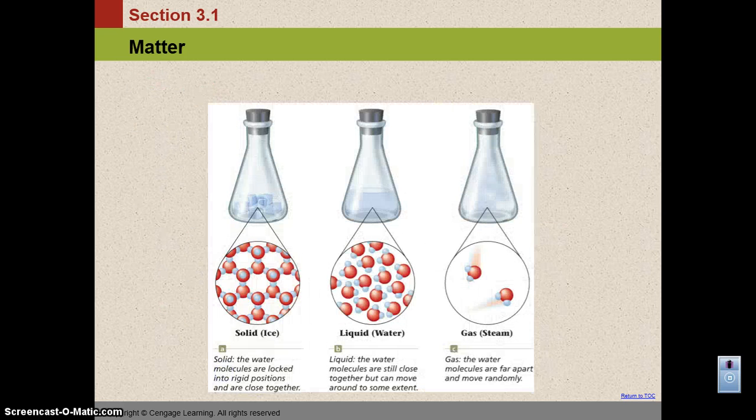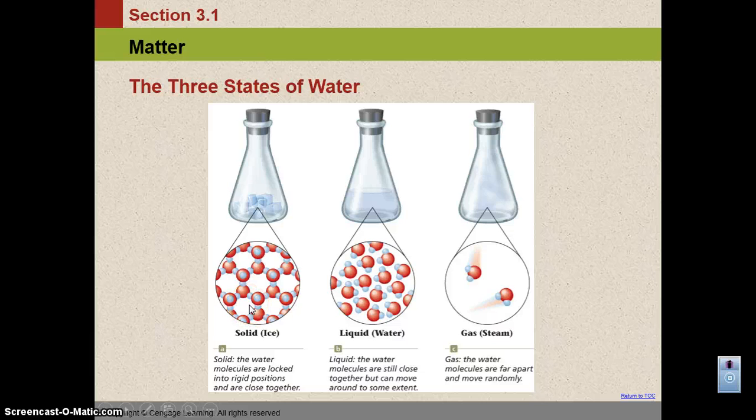So here is a picture of ice in a flask, of liquid water in a flask, and of gas in a flask. So the solid, the water molecules are locked in this position, and it's due to the polarity of water. And you'll notice that this is a structure that is almost crystalline in nature, that it looks like from looking at this picture, and that these hydrogens are attracted to the oxygens of the other neighboring molecules of water.